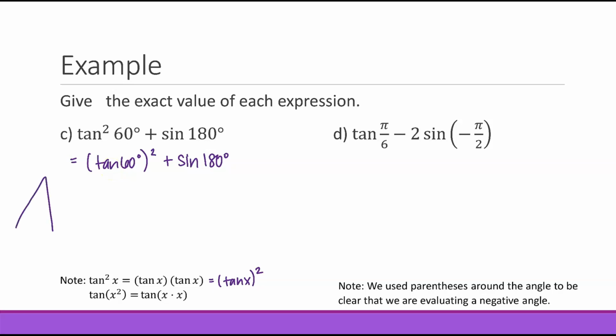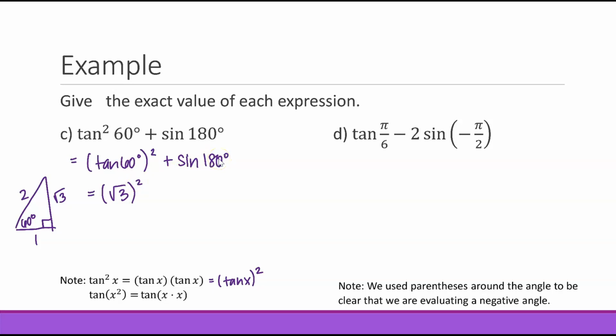I'm going to go ahead and sketch a 60 degree right triangle here. So here's 60 degrees, opposite 60 is square root of 3. Opposite the 30 degree would be 1, and then my hypotenuse would be 2. So finding tangent of 60 degrees is opposite over adjacent, so radical 3 over 1, or the square root of 3, and that quantity is going to be squared. And then our job is to find sine of 180 degrees.